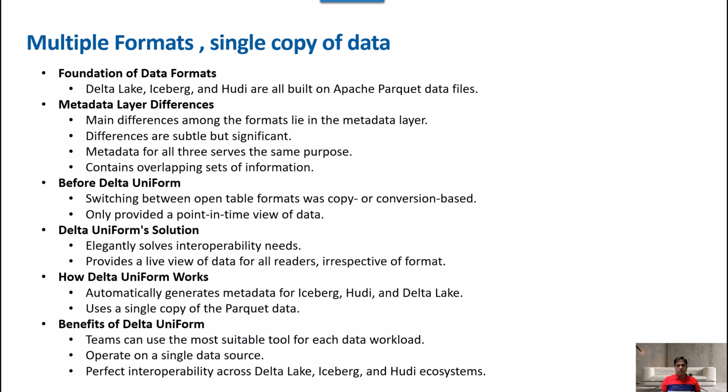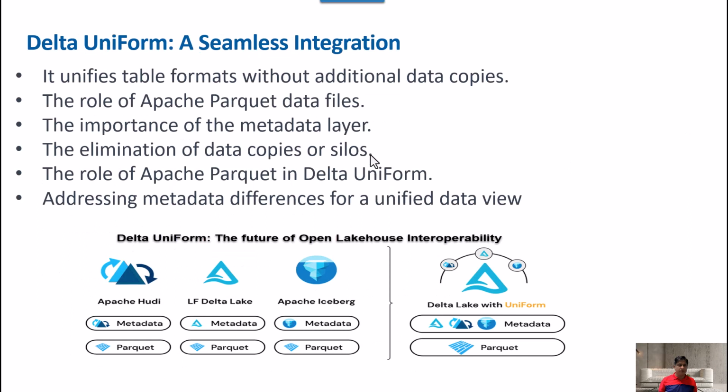So what are the advantages of this format? Teams can use the most suitable tool for each of their workloads. They can operate on a single data source without copying and conversion, and it gives perfect interoperability across the data lake and across Delta Lake, for the whole ecosystem of Iceberg, Hudi or Delta Lake. Okay, so Delta UniForm is seamless integration. How is this seamless integration achieved?